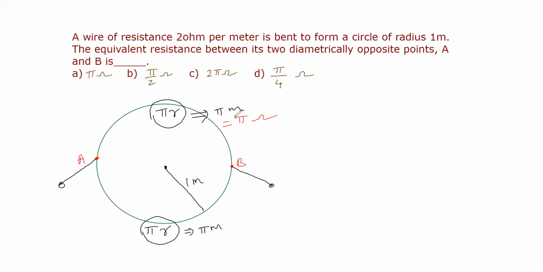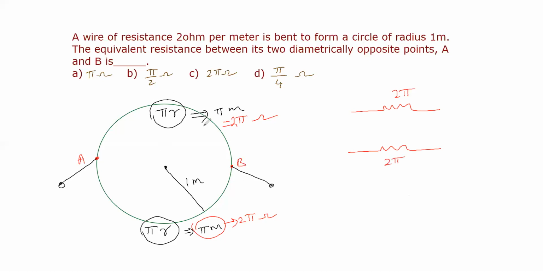Because each meter has resistance 2 ohm, pi meter resistance is 2 into pi, that is 2 pi ohm. Similarly, this resistance also is 2 pi ohm. That means this part acts as one resistance and this part acts as another resistance. This half of the semicircle acts as one resistance and this semicircle acts as another resistance. This resistance we take as 2 pi ohm, similarly this resistance we take as 2 pi ohm.